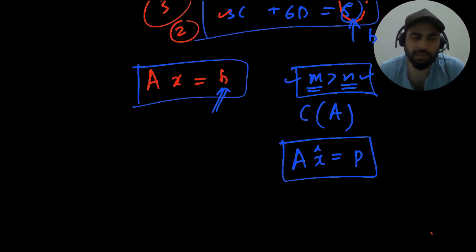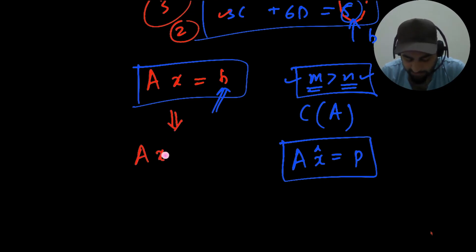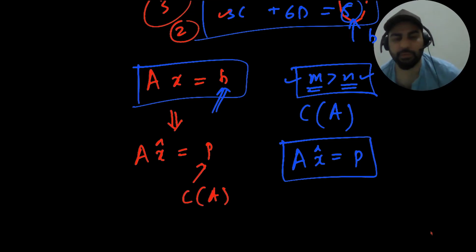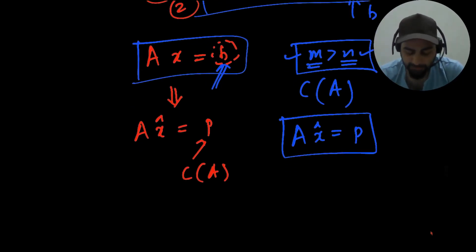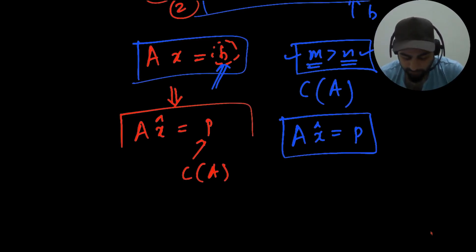So now what is the best chance we can have? The best thing that we can do is solve A x hat is equal to p, because this p lies in the column space of A. As you know, this b may not always lie in the column space. If it is lying in the column space, then we will have a line passing through that b directly. But when it does not lie, we'll try to solve this equation under a condition.